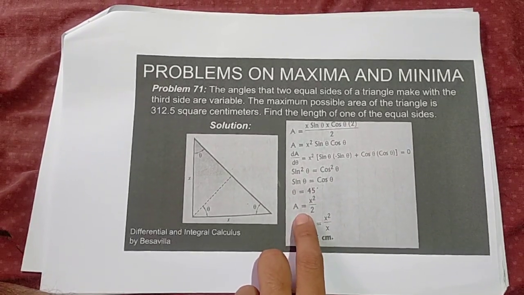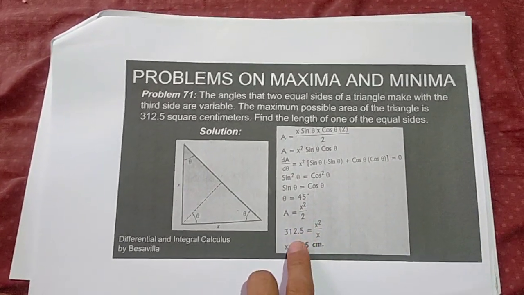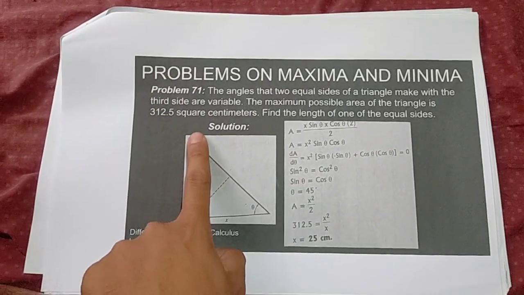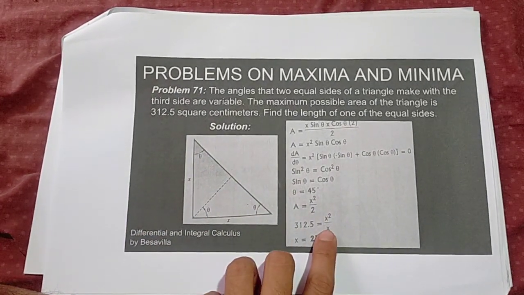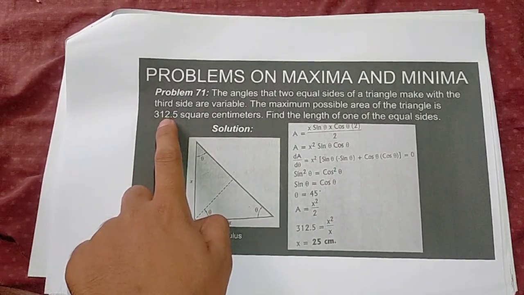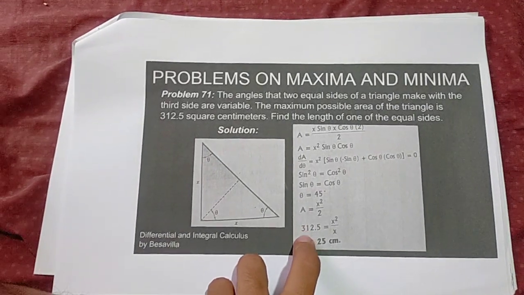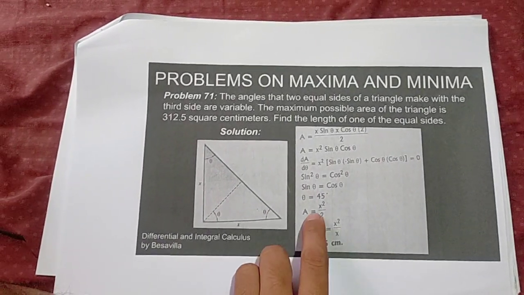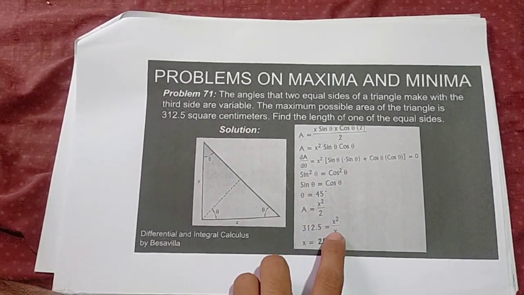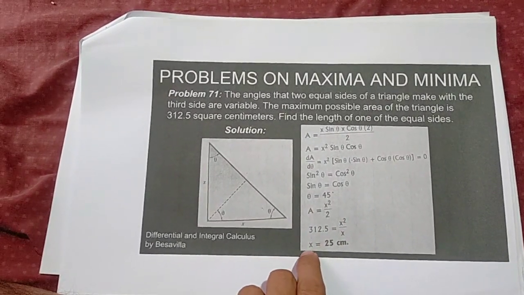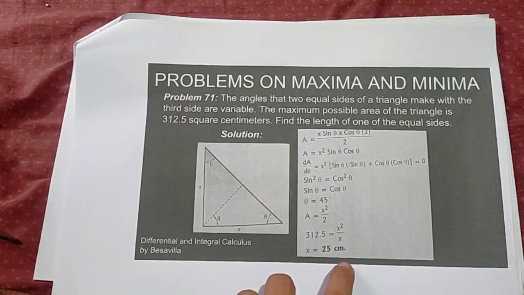Next, area is equal to x squared over 2, and the given area is 312.5 square centimeters. So 312.5 is equal to x squared over 2. Then we can cross multiply, so x is equal to 25 centimeters.